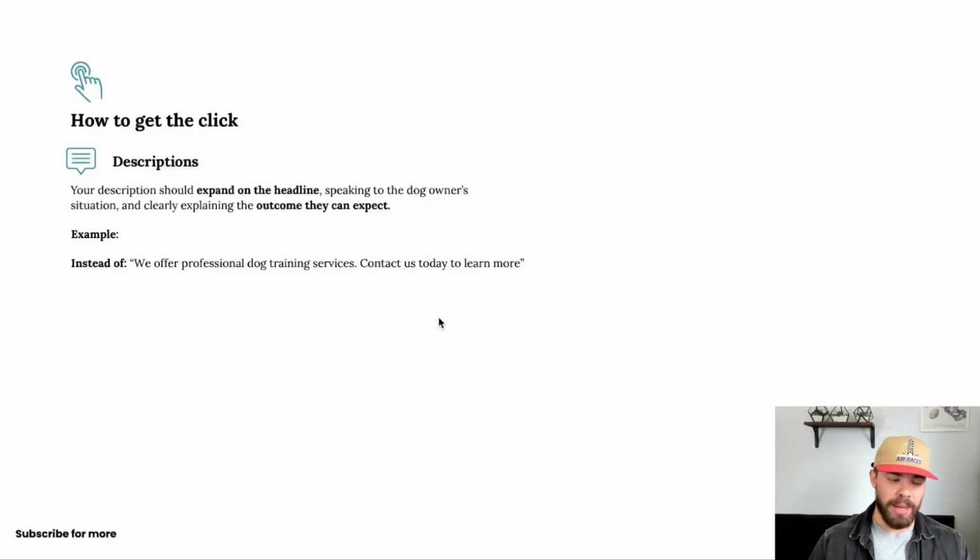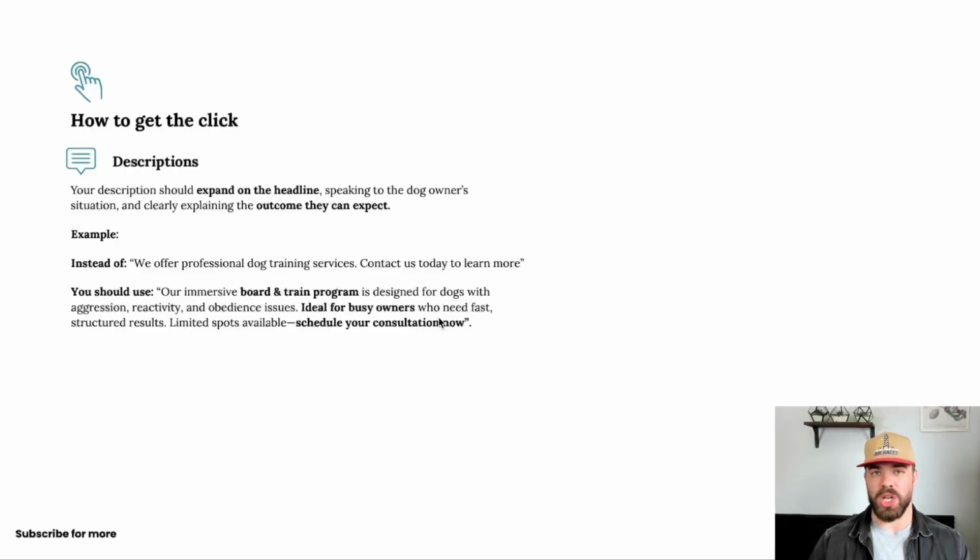And then for descriptions, just make sure that you are expanding on your headlines inside of your descriptions. Again, make sure you're not being too general. Be specific. Talk about outcomes they can expect. Talk about who this program is for, benefits of this program, features of this program, right?